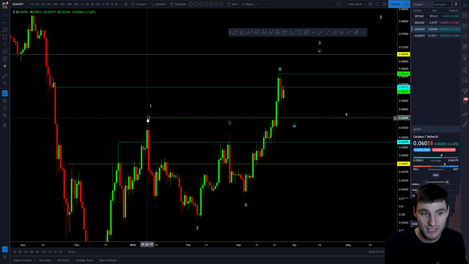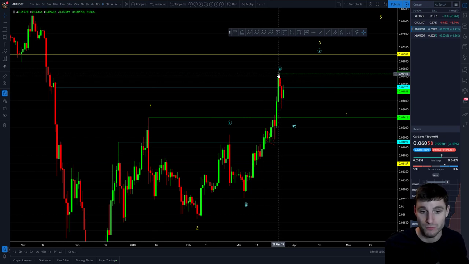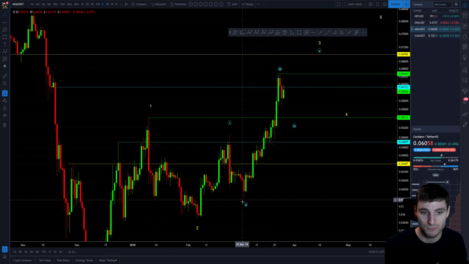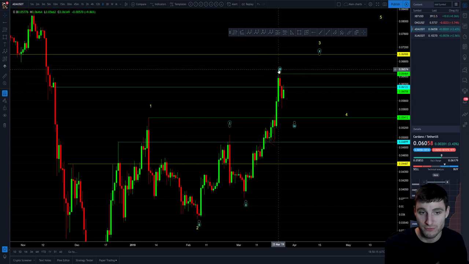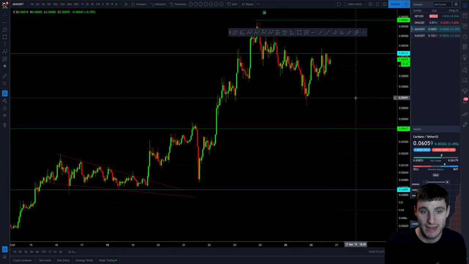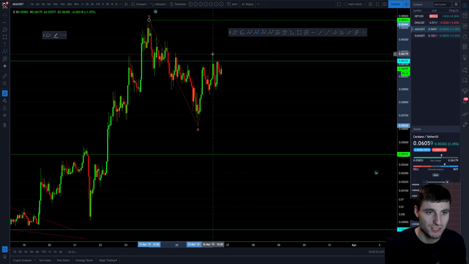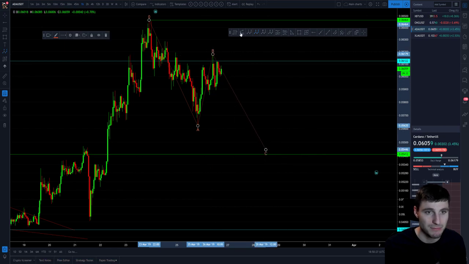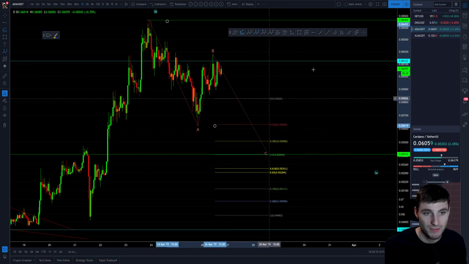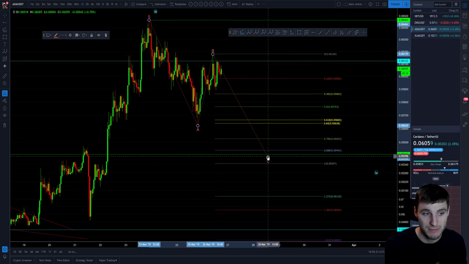Then I re-entered as we broke above wave one, playing it up to the top of a potential wave three after seeing a 1, 2, 3, 4, 5. On a smaller time frame it looks like we have the potential of seeing an ABC zigzag. Today we hit the golden pocket, and that's where it found resistance, but I see an ABC zigzag potential in here. This is something to keep an eye on.